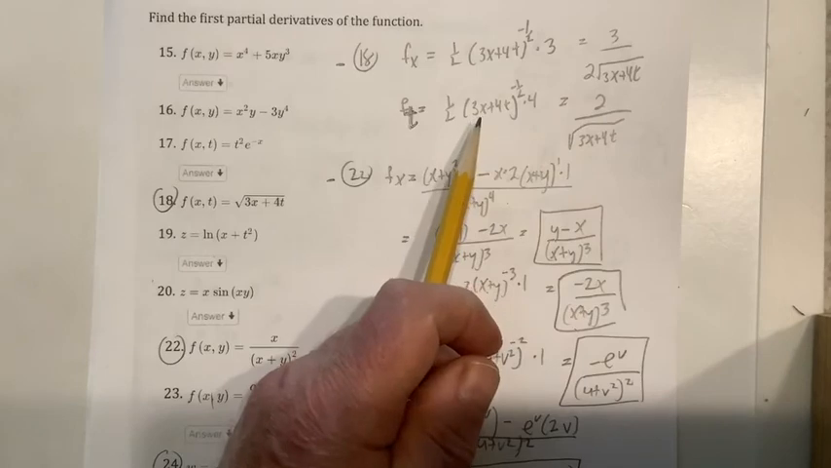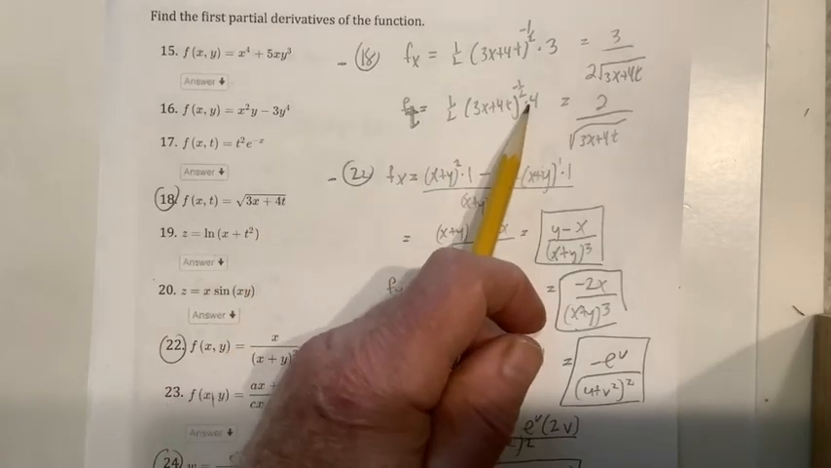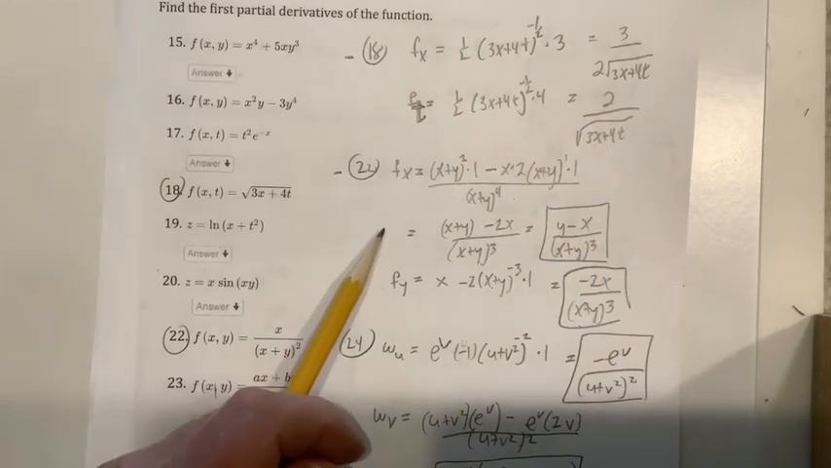What's the partial with respect to t? It starts out the same, right? It's 1/2 this thing to the negative 1/2. But when you take the derivative of what's inside with respect to t, you get a 4. So that would be the partial with respect to t. Let me do one more, then I'll have you do the rest.